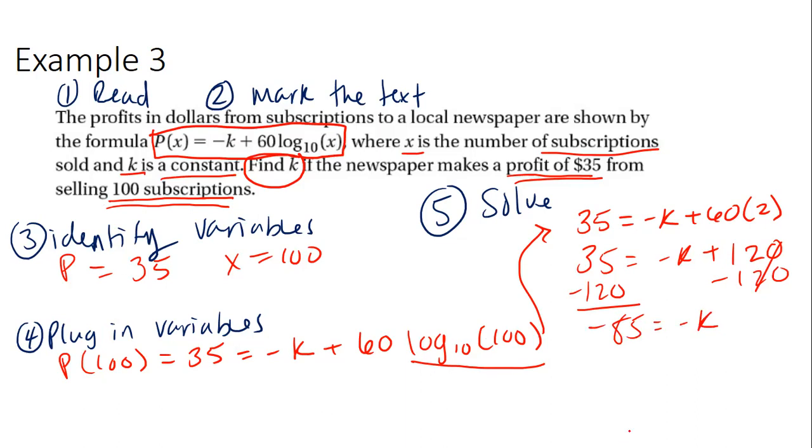Okay, what happens when we have a negative on both sides of the equal sign? You can divide or multiply, but either way, what are they going to do? So what is our K? Positive 85. So our constant is 85. Okay, now it's just the constant so that the formula can work every single time. So now that I have the constant, if someone wanted to know, well, what if I sold 200 subscriptions? How much profit should I make? Would I be able to tell them? Yes. I would just plug it in because I now have my K and I can calculate everything else.